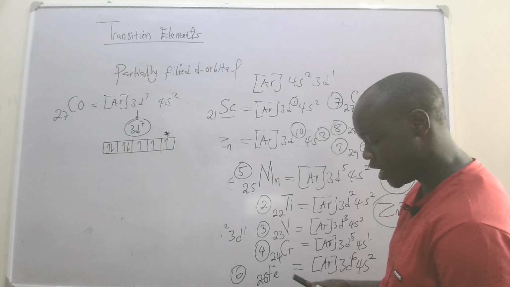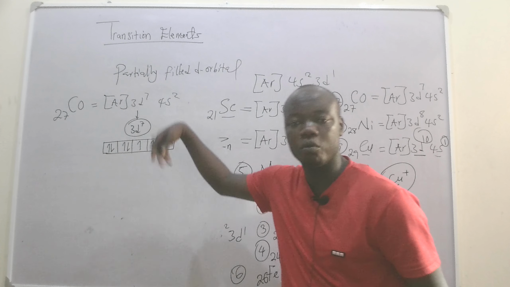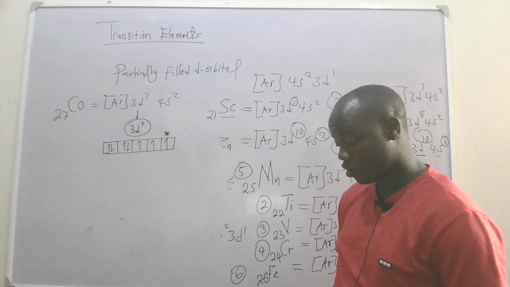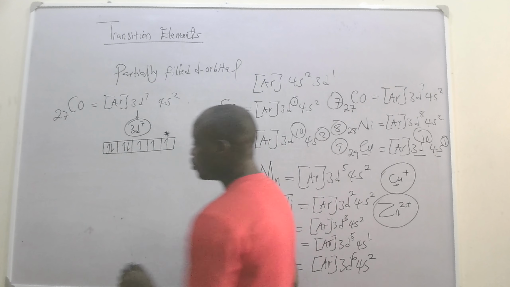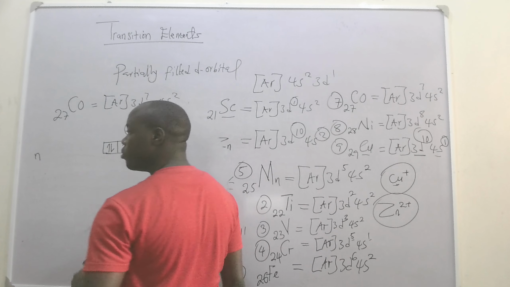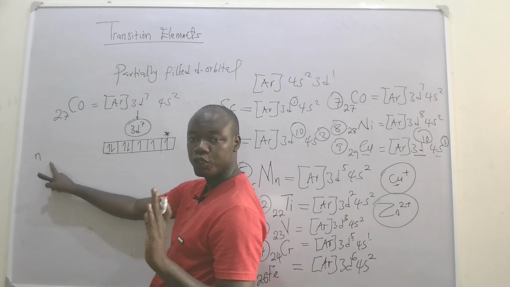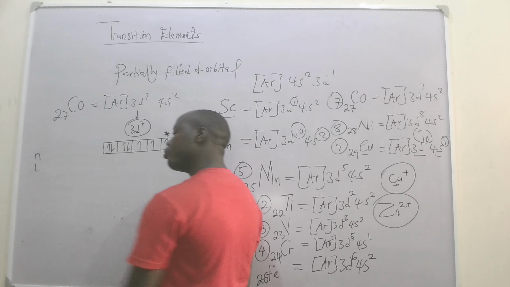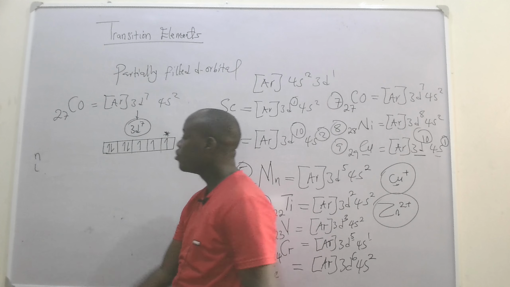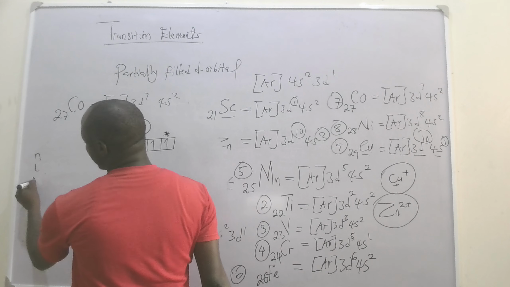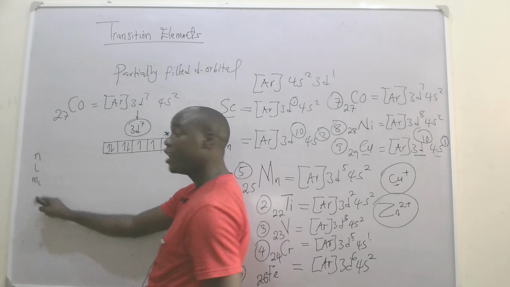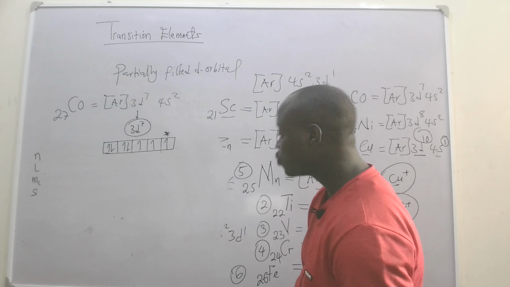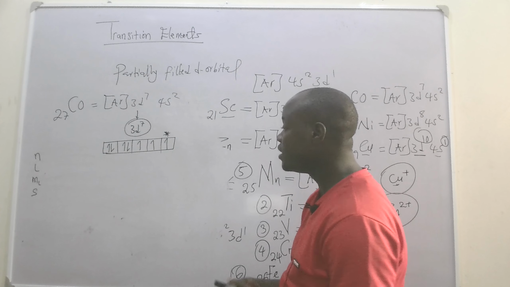Now we want to determine all 4 quantum numbers of cobalt here. How do we do it, ladies and gentlemen? It's simple. We have 4 different quantum numbers. We have the principal quantum number represented as n, the azimuthal quantum number represented as L, the magnetic quantum number represented as ML, and the spin quantum number represented as S.